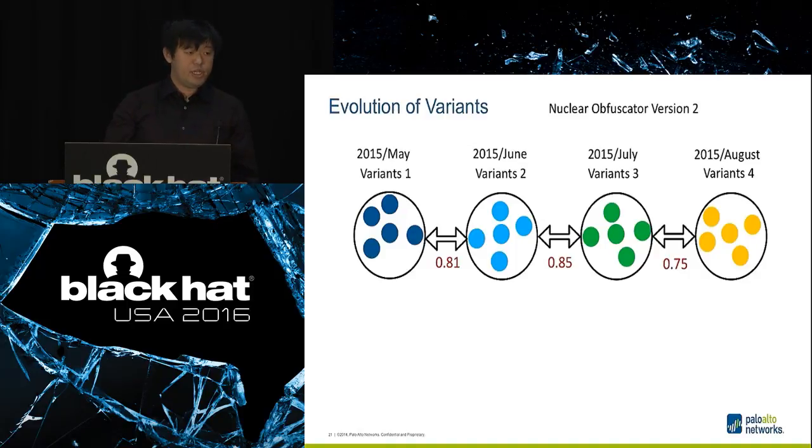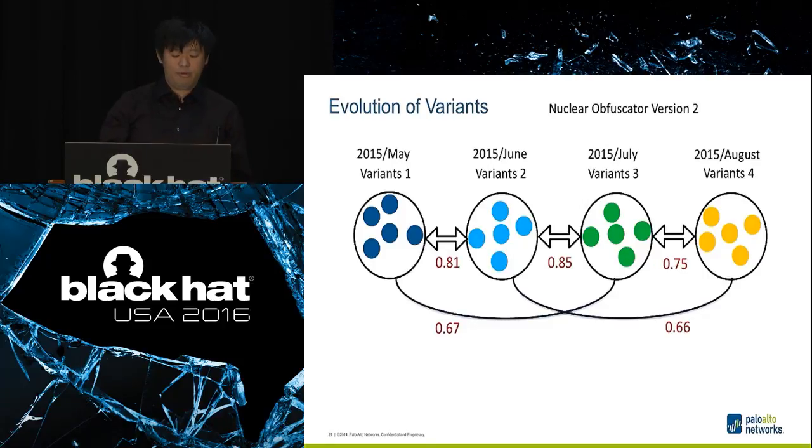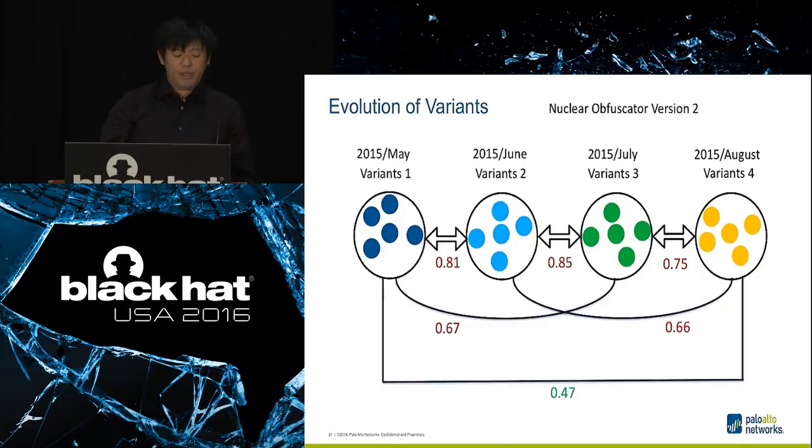If the obfuscation engine logic changes at the same place, because each one changes 20%, the similarity should still hold at 0.8. However, the truth is it dropped to 0.67, which means the changes in the obfuscation engine logic happened at different places. Similar things happened to variant 2 and variant 4. Finally, we check variant 1 and variant 4. We can see the similarity dropped to 0.47.